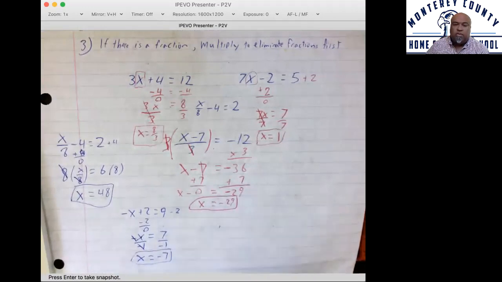So technically it still is a two-step because you had negative 1 attached to your variable.